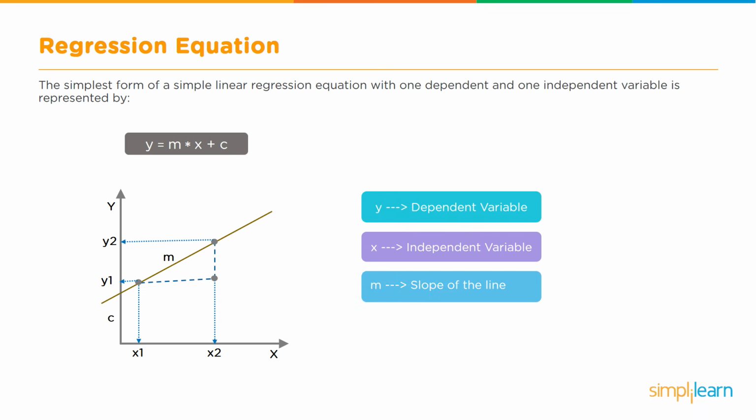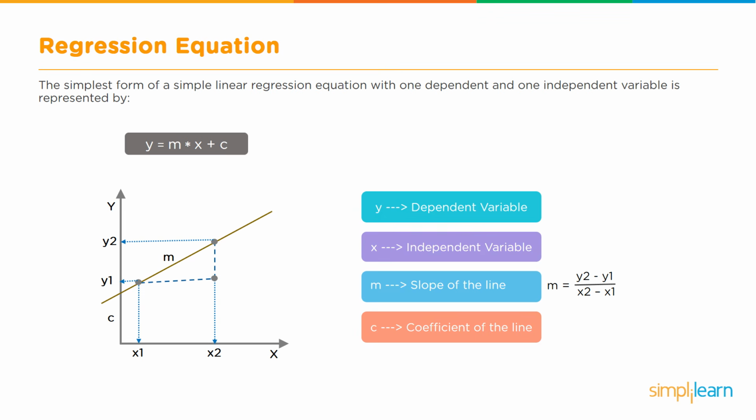M, in this case, is the slope of the line, where m equals the difference in y2 minus y1 over x2 minus x1. And finally we have c, which is the coefficient of the line, or where it happens to cross the zero axes.